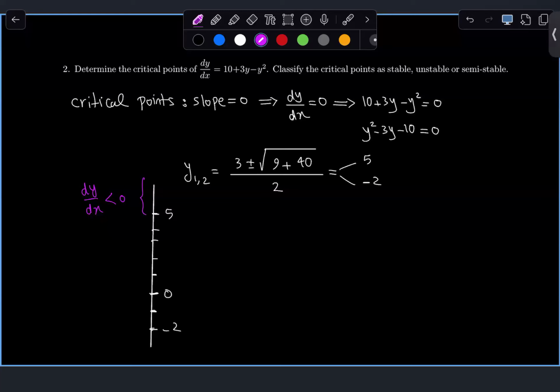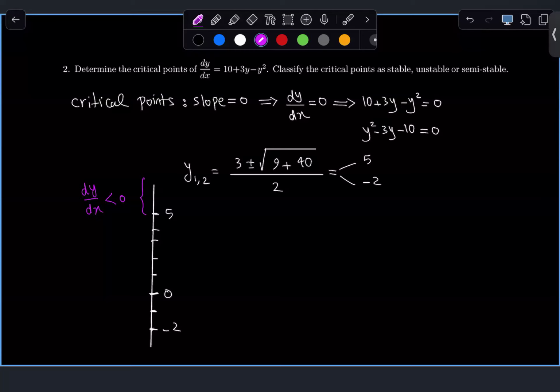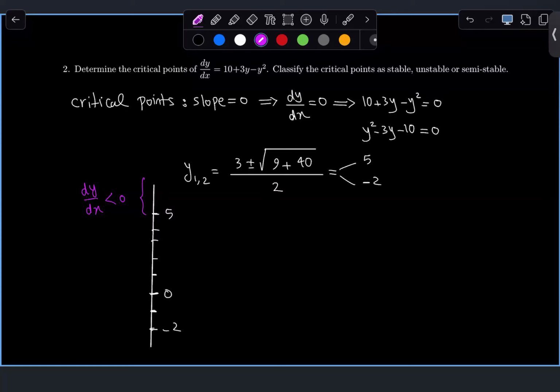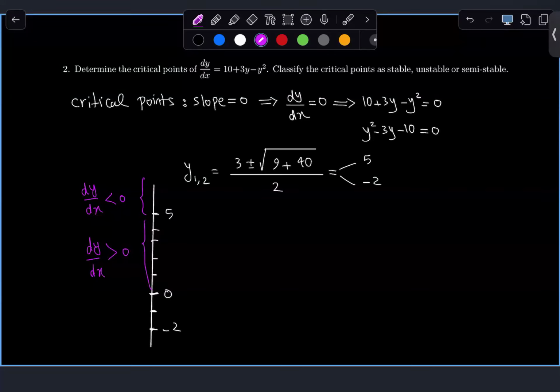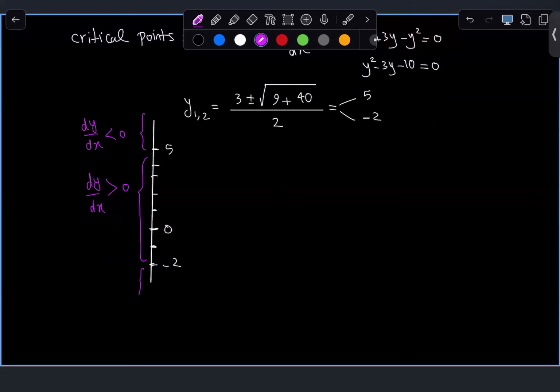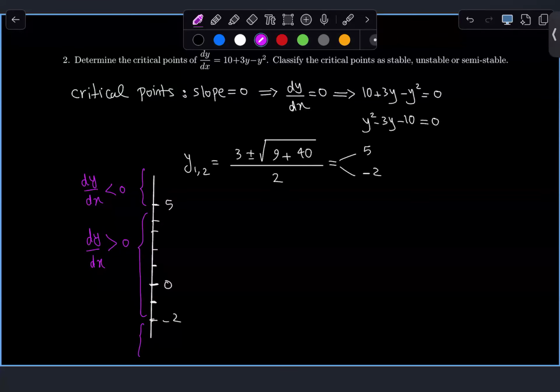What about between 5 and negative 2? So for example, you can put 0. Is it positive or negative? Positive. So greater than 0. And sorry, negative 2, not 0. From here to here. And lastly, something that's less than negative 2.